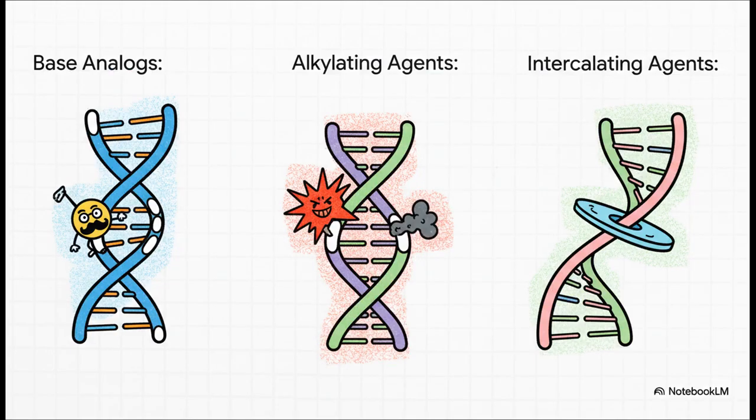Let's look at how these chemical mutagens work their dark magic. Base analogs are imposters.